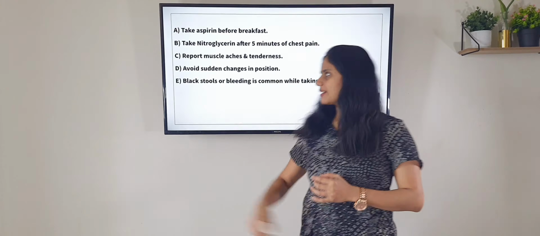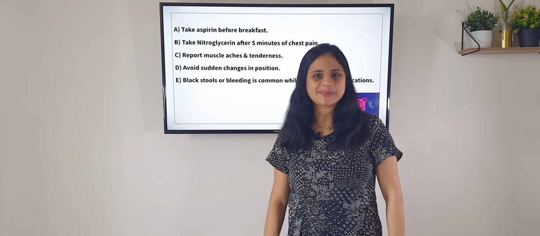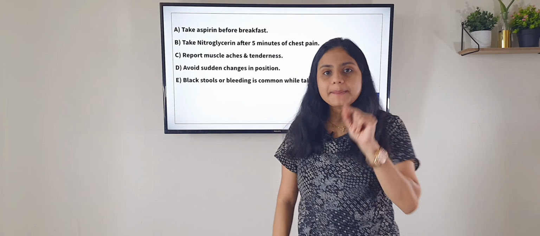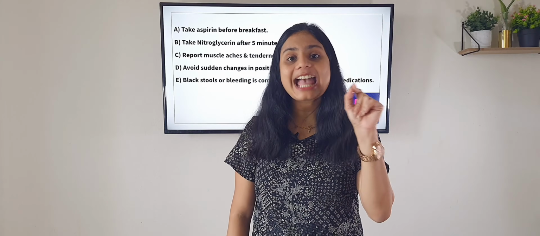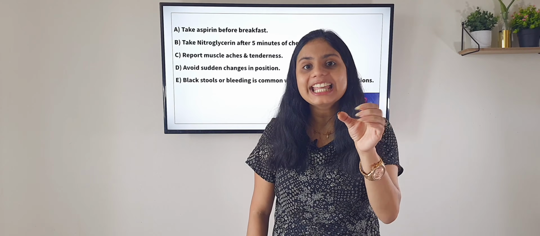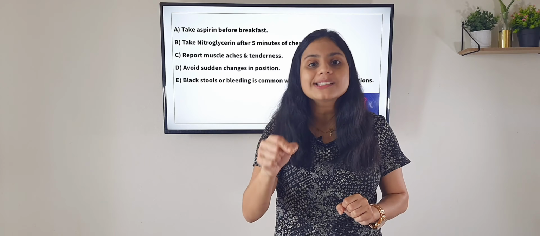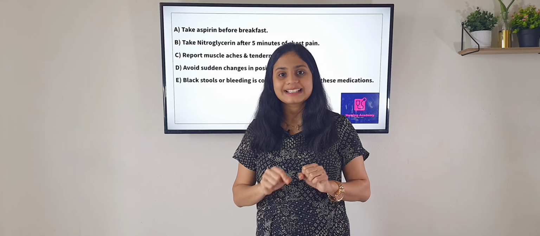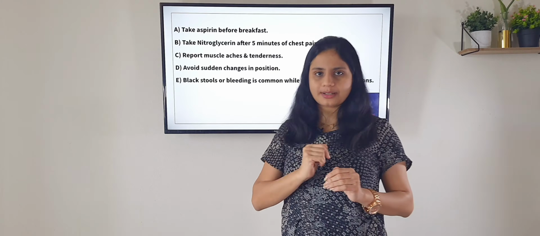Our next option: take nitroglycerin after 5 minutes of chest pain. Is that right? No. Why? Because what is the action of nitroglycerin? It's an anti-anginal drug. That means it will dilate the veins, reduce the venous return, and also reduce the coronary artery spasm. Clear? So, how will we take this drug?